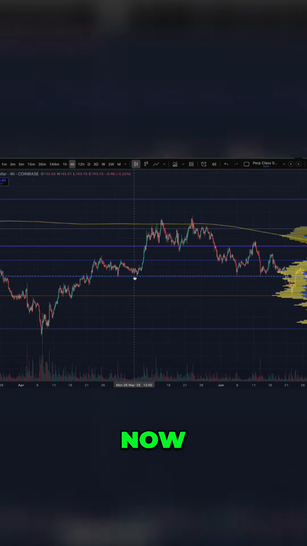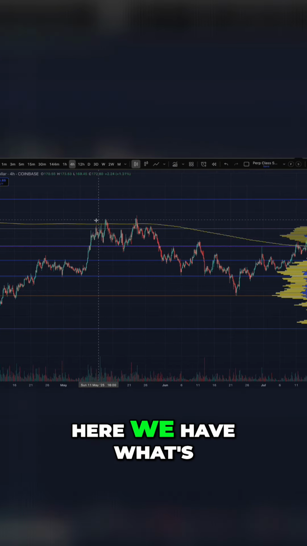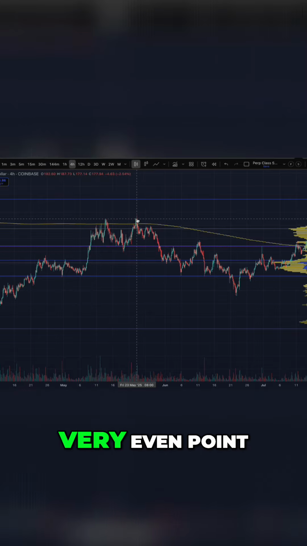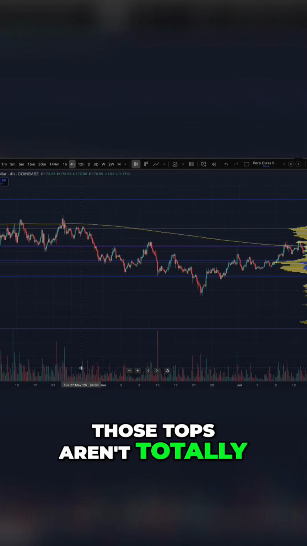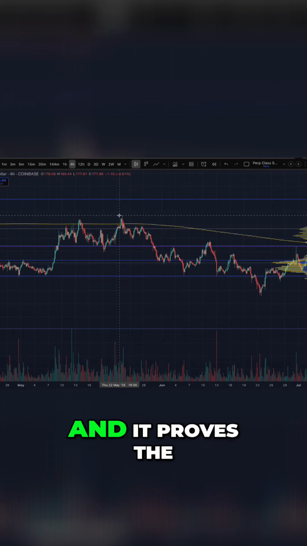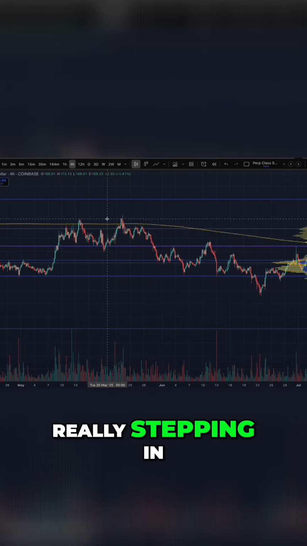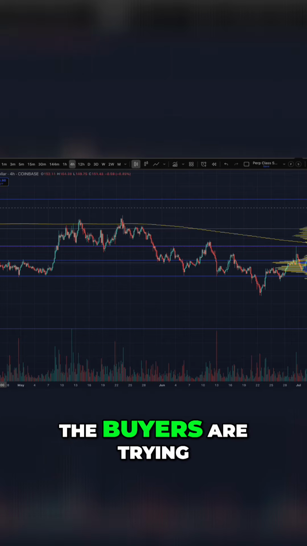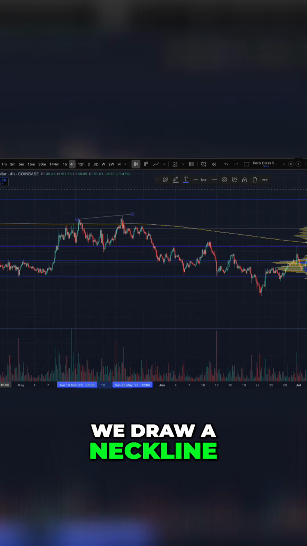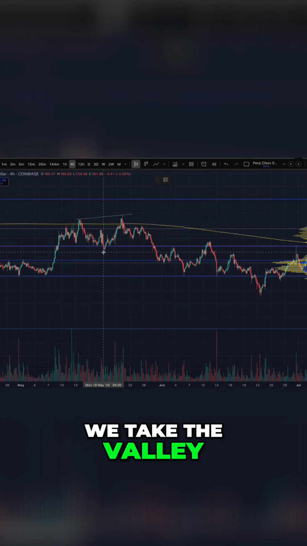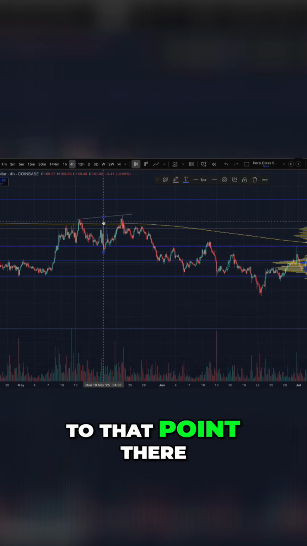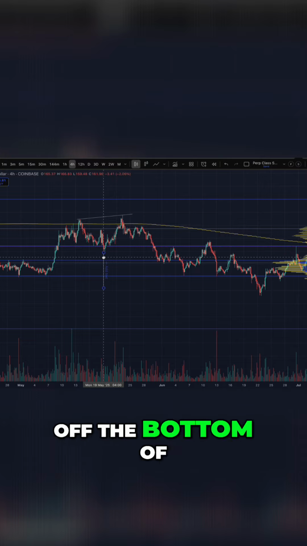Now, if we're looking at the top here we have what's called a double top, where selling pressure is coming in at a very even point. You might say, well, those tops aren't totally even. There's just one wick that wicked up for like 15 minutes, and it proves the point that sellers are really stepping in this range no matter how hard the buyers are trying. So to measure out a double top price target, we draw a neckline across the top. We take the valley in the center, map it out to that point there, and then project it off the bottom of the price action.